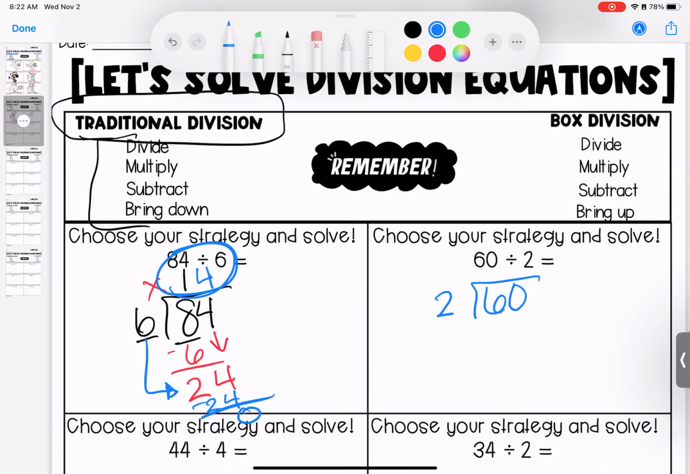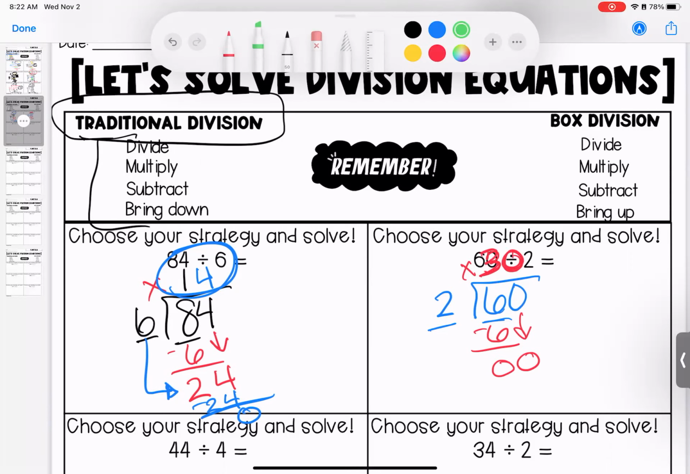60 divided by 2. This one's a little tricky. Be careful. Does 2 divide into 6? Yes, 3 times. And 3 times 2 is 6. We subtract. 6 take away 6 is 0. We bring down. Even though it's a 0, it's there. We need to bring it down, and we're going to talk about why. Does 2 divide into 0? No. But since we brought it down, we have to show that we tried by putting a 0 here and making this answer 30.